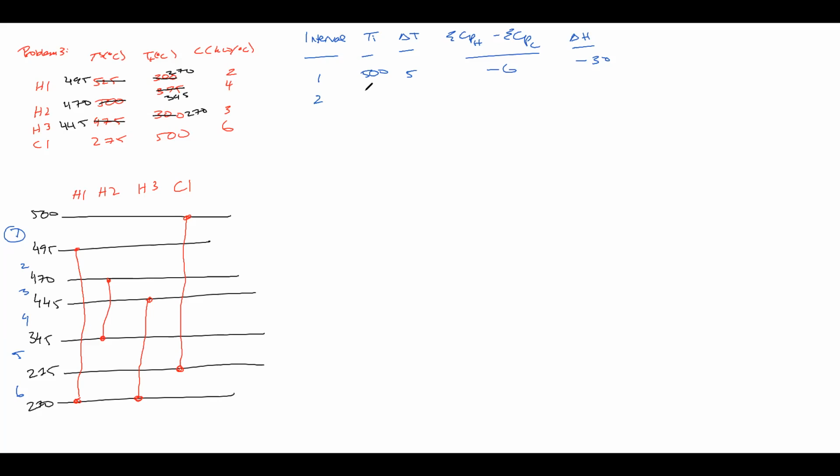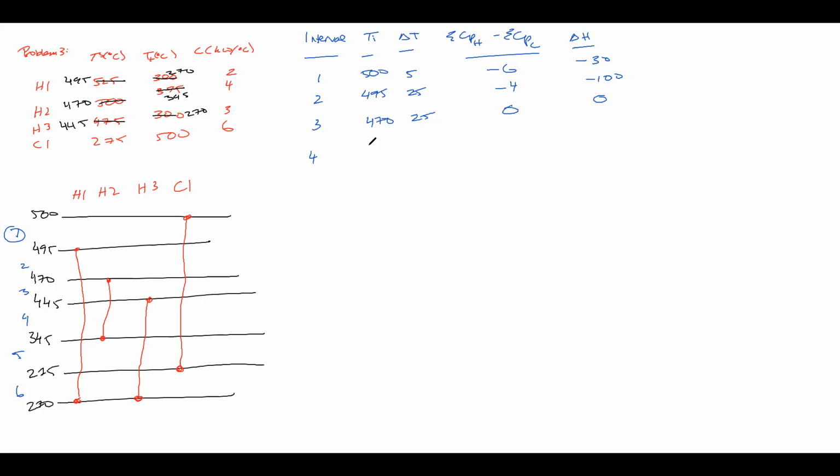Interval 2, I start at 495, I end at 470, so this is 25. Cp hot, I have one hot stream, which is 2. Cp cold, I have one cold stream, which is 6. 2 minus 6 is minus 4. So in this case, it's minus 100. Interval 3, my initial temperature is 470. My delta T, 470 to 445, is 25 again. I have 2 hot streams, H1 plus H2, 2 plus 4, and one cold stream, C1, 6. 2 plus 4 minus 6 is 0. Delta H here is 0.